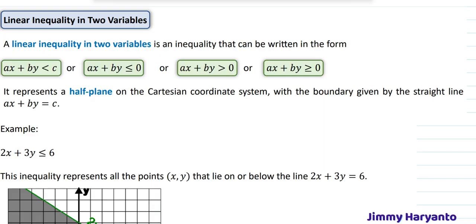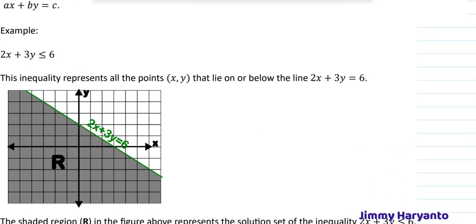It represents a half plane on the Cartesian coordinate system with the boundary given by the straight line ax plus by equals c. Example, 2x plus 3y less than or equal to 6. As you can see, we have two letters right now, x and y. That means this one has two variables. And then we have less than or equal to. That means this one is an inequality, not an equation anymore.